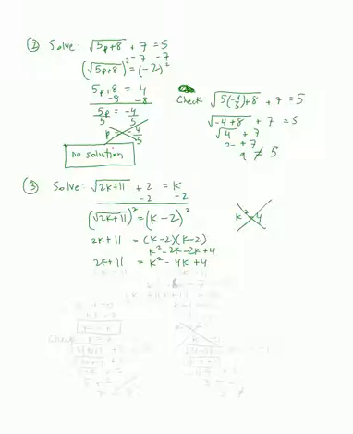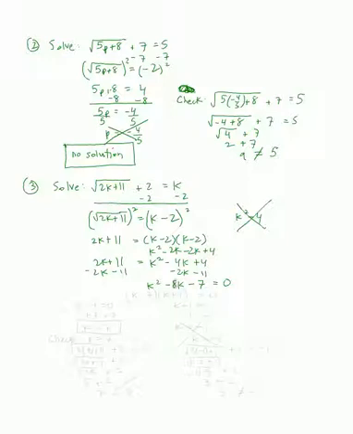Okay, so now we have a quadratic. We got to get everything to one side. So I'm going to subtract 2k, I'm going to subtract 11, I get k squared minus 8k minus 7 equals 0. Again, a quadratic equation, so remember how we solve this. We have to factor. So I can factor this by writing, let's see here.